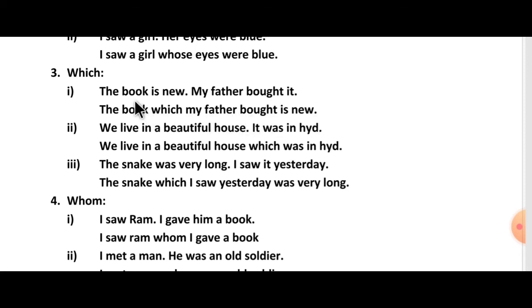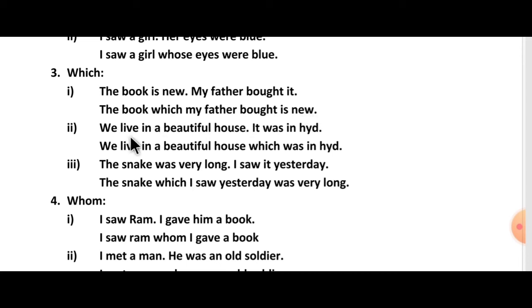Once again, observe the two sentences carefully. First sentence: the book is new. Second sentence: my father bought it. Here it is related to the book. So you need to remove it and add which, and you have to write which in the beginning of the second sentence, because you should make the second sentence a clause. To make the second sentence a clause, you have to use a relative pronoun in the beginning of the sentence. So the clause is which my father bought. Use the entire clause after the book. So the answer is the book which my father bought is new.